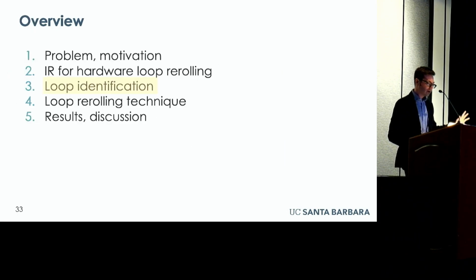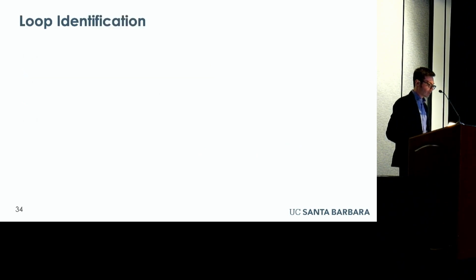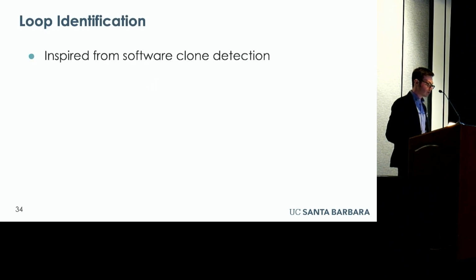Now that we have our netlist translated to Maki in this SSA form, we want to do loop identification. Like I said, I took inspiration from software clone detection. In this case, a clone is some repeated segment of Maki code that's identical to some other segment. Specifically, we're looking for clones that are tandem repeats, which are sequences of consecutive clones.